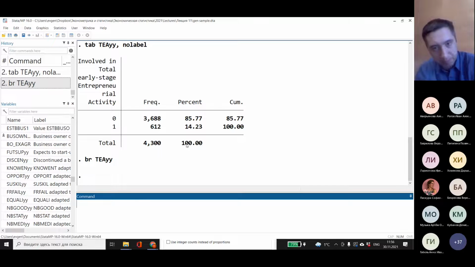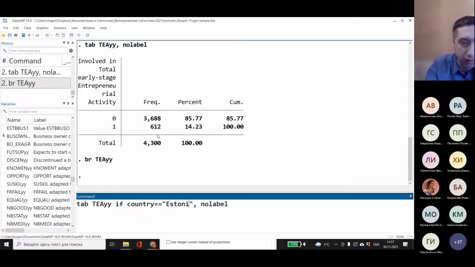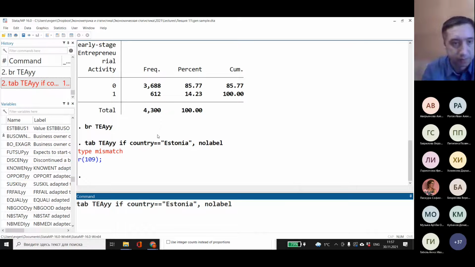What else? We also can use the tab command to check whether this variable meets our assumptions. We see that both numbers are greater than 5, hence our assumption holds. Also, we can easily introduce the if operator you are familiar with. For instance, if country is Estonia.